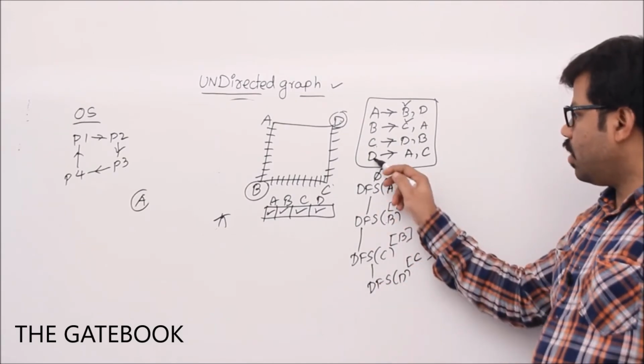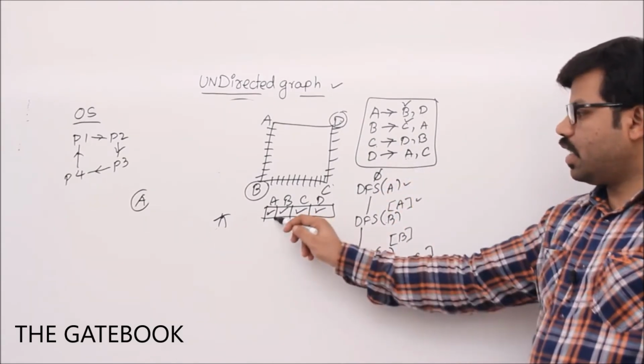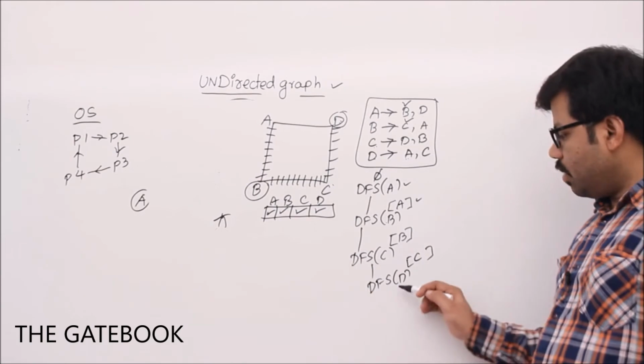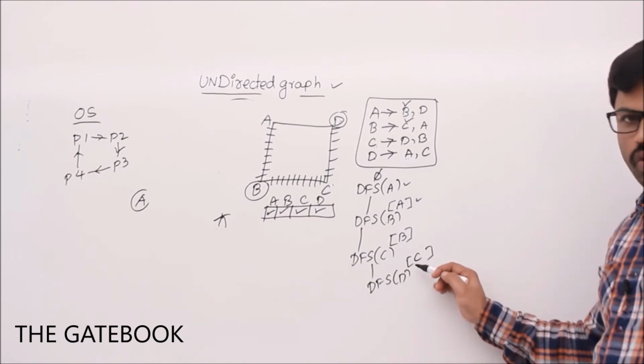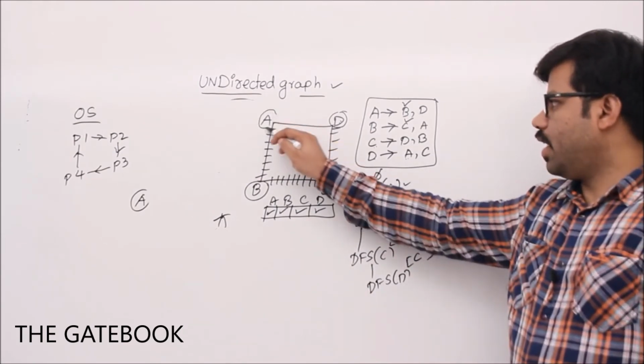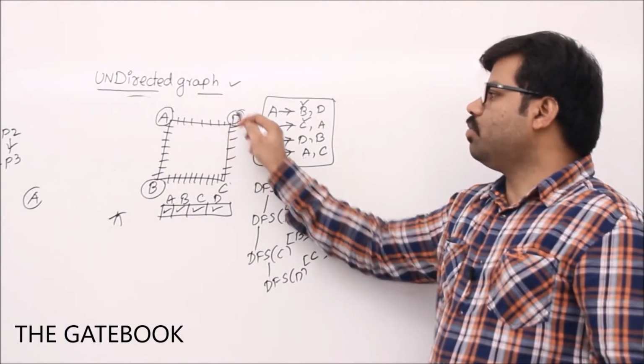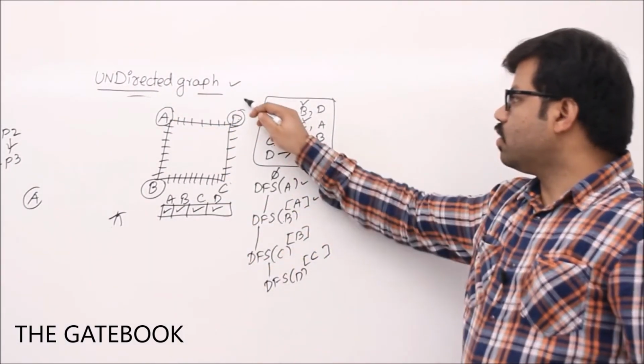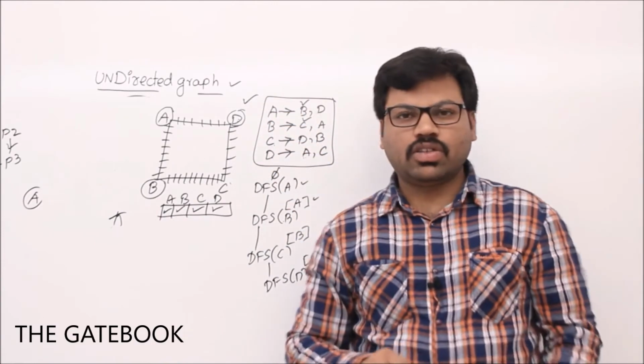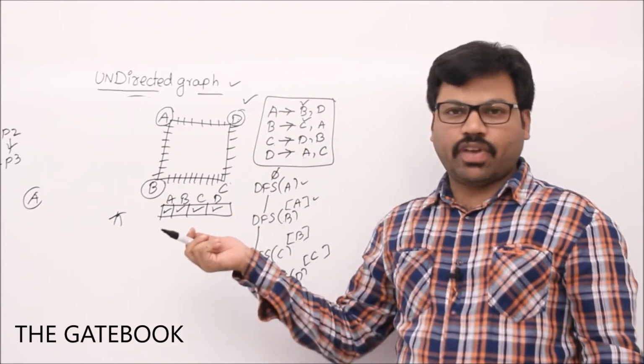Now, what is the first neighbor? A. Correct. Is it visited? Yes. At least, is it the parent of D? No. If A is not a parent of D and you already visited it, it definitely forms a cycle. That's why. So this is the cycle detection algorithm. So in an undirected graph, in that way we can easily find the cycle.